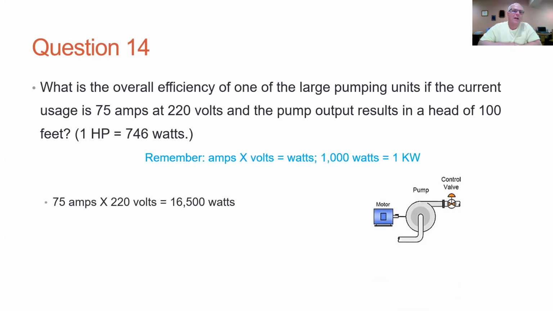If I take the 75 amps times the 220 volts, I see that the system would have created a usage of 16,500 watts. So 16,500 watts divided by the 746 watts per 1 horsepower would mean that I developed 22.11 horsepower to get this job done.